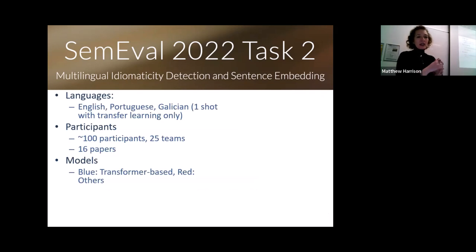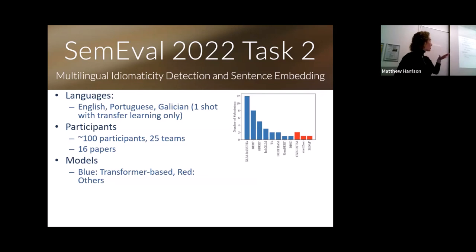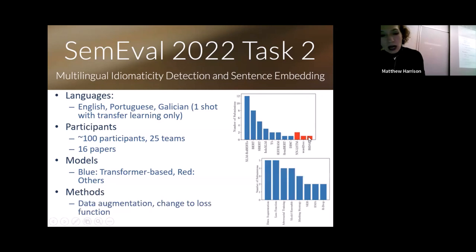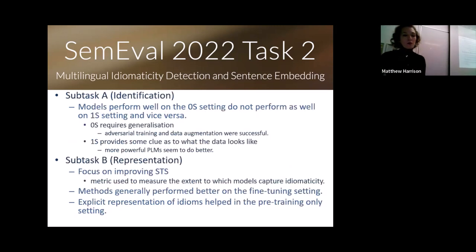And this task was offered in English, Portuguese, and Galician, and we had over 100 participants and 25 teams participating in it. The task was presented in NAACL this year. Just to give you an idea of the different solutions that the teams proposed, most of them involved one of the variants of BERT, but there were also some competitive solutions, for example, with Word2Vec, with CNN, and so on. Most of the methods employed involved some kind of data augmentation or some modification to the loss function that the models were learning from.